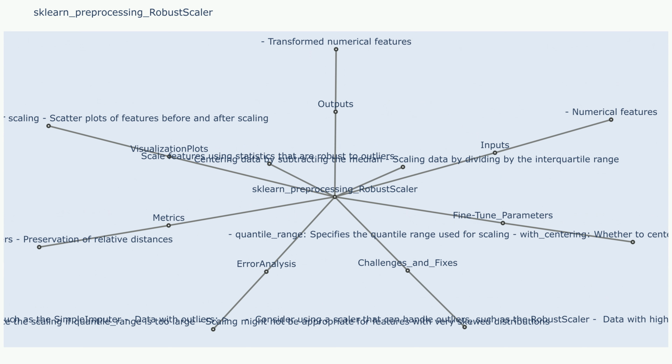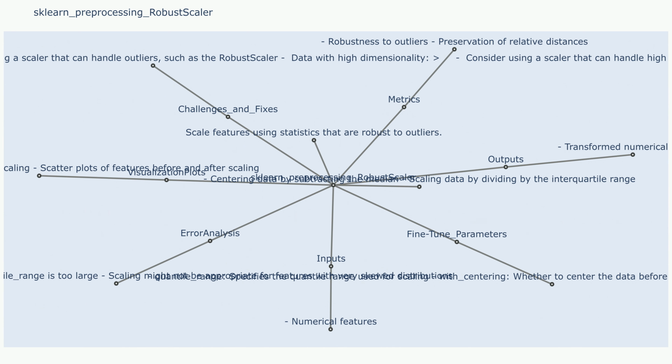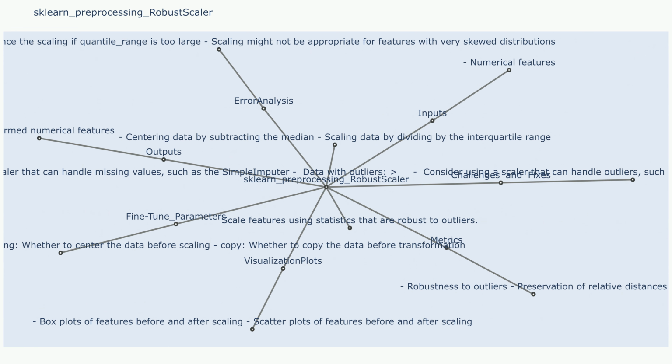Fine-tune parameters. with_centering, Boolean. Default true. If true, center the data before scaling. If false, do not center the data. quantile_range, tuple of floats. Default (25.0, 75.0). The quantile range used to calculate the scaling factor. The data is scaled such that the quantile range is equal to 1.